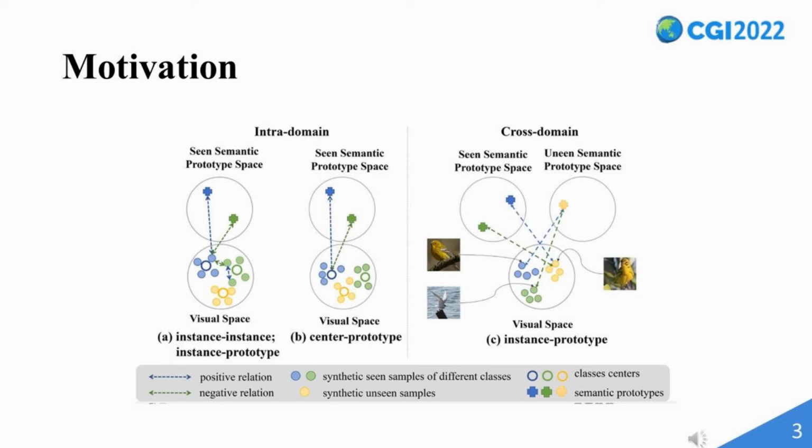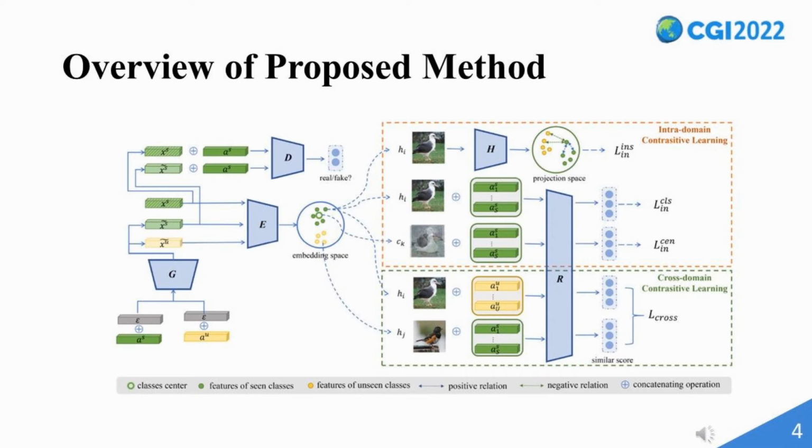Part B is an illustration of center prototype contrastive learning, which is proposed to exploit the fine-grained cluster structures. Part C is an illustration of cross-domain instance prototype contrastive learning, which focuses on both the source domain and the target domain to avoid overfitting the classifier to the seen classes. In summary, our proposed DCLN intends to exploit not only intra-domain knowledge but also cross-domain knowledge using A, B, and C. As shown in the picture, our dual-level contrastive learning network is composed of three components.